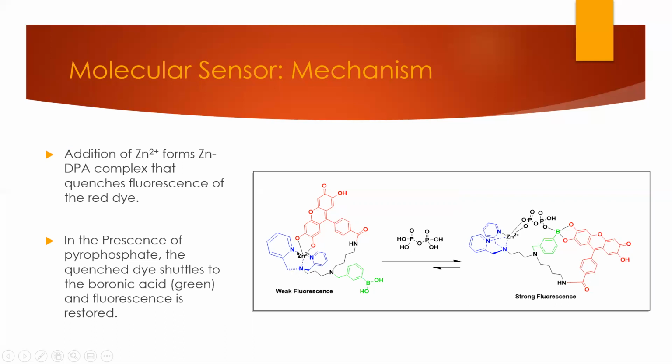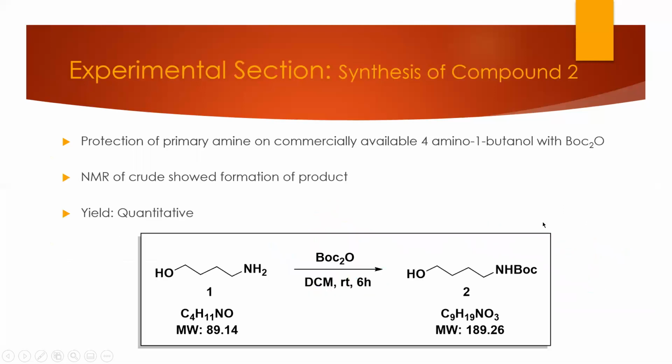zinc. This effectively sequesters nearly all fluorescence of the sensor, and from there, upon addition of pyrophosphate, the catechol group will be displaced and shuttle over to the arylboronic acid, forming boronic ester functional groups. This will effectively increase the fluorescence response in proportion to the amount of pyrophosphate added. And from there, we hope to use this as a selective sensor for pyrophosphate. So now we'll go on to the experimental section.